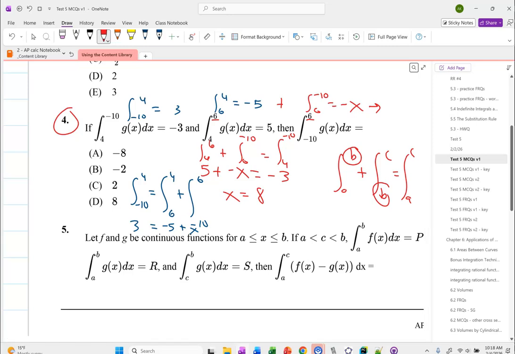Well, I can't hook those together. Oh, I'm saying if you hook the first two together. From -10 to 4, and then 4 to 6.